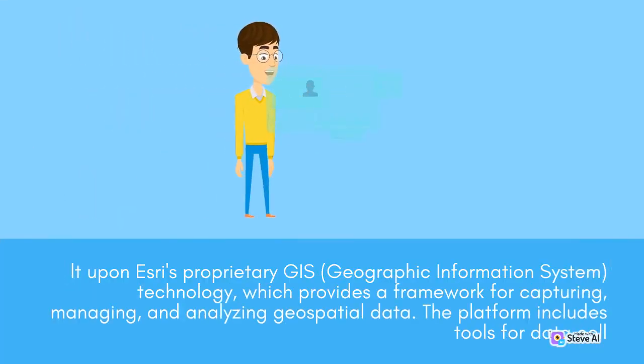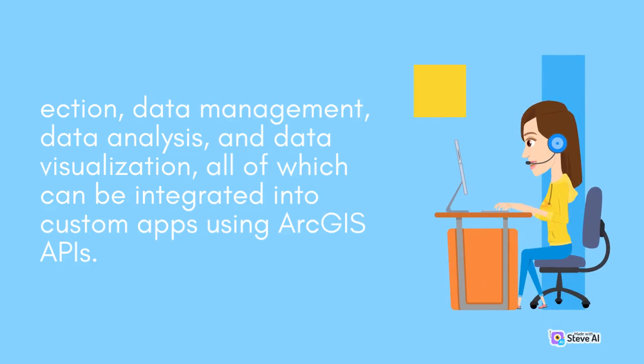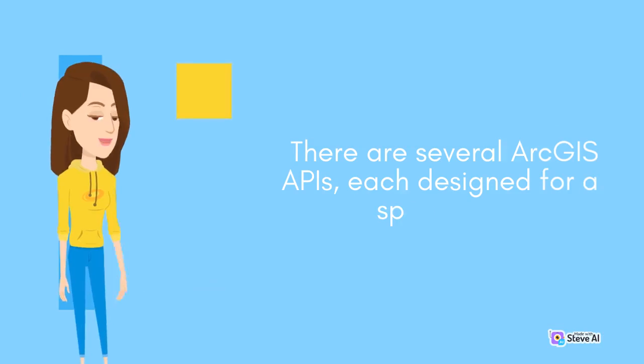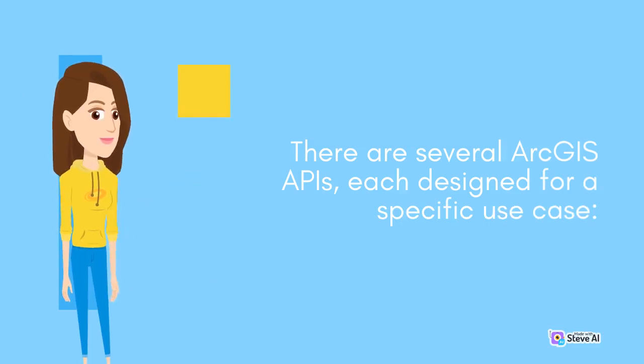The ArcGIS platform is built upon Esri's proprietary GIS, Geographic Information System, technology, which provides a framework for capturing, managing, and analyzing geospatial data. The platform includes tools for data collection, data management, data analysis, and data visualization, all of which can be integrated into custom apps using ArcGIS APIs. There are several ArcGIS APIs, each designed for a specific use case.